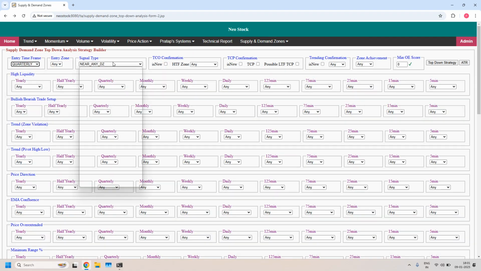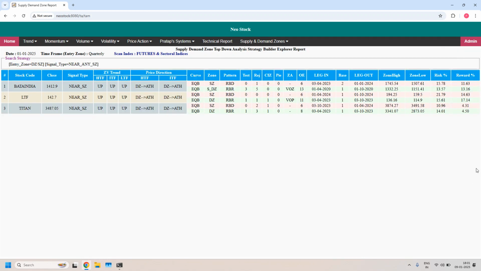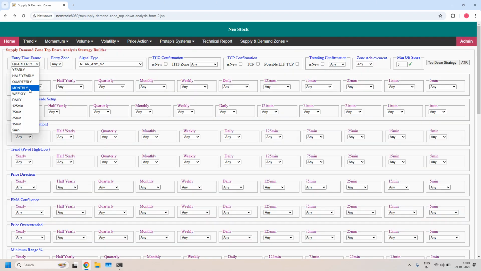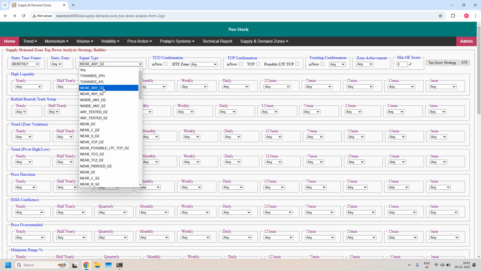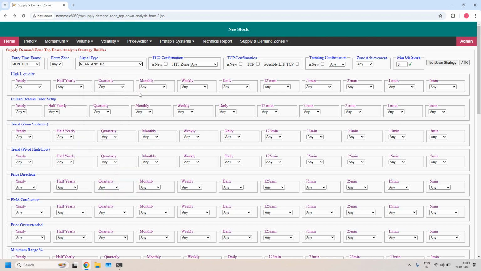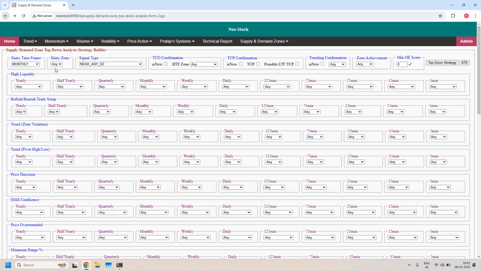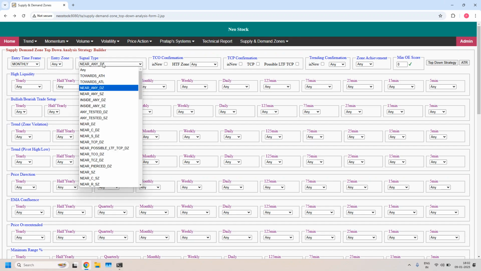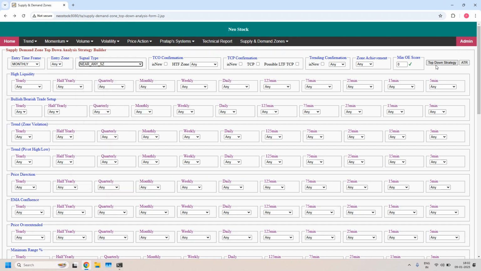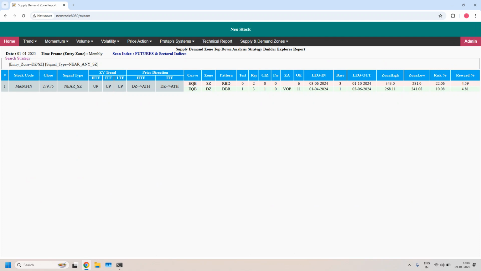Quarterly time frame, stocks near quarterly supply zone. 3 stocks are filtered. Next time frame is monthly. Stocks near monthly demand zone. Nine stocks are filtered. Next, monthly time frame. Stocks near monthly supply zone. 1 stock is filtered.